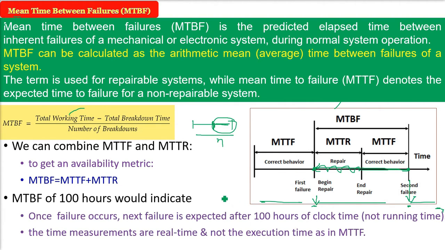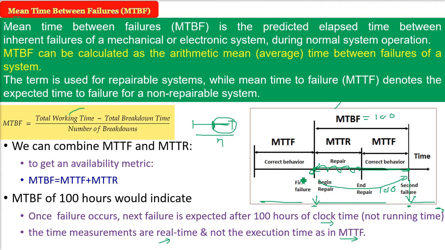So if you say MTBF of 100 hours, what does it mean? It means once failure has occurred, the next failure will be expected only after 100 hours of clock time. Please remember, this is not the running time. Just see your clock, that will be 100 hours. Not when your system is working. Okay, the time measurements are real time and not the execution time of the software product or the electronic device, as it was done in MTTF or mean time to failure. So this is the clock time. Just add MTTF and MTTR, you'll get MTBF.